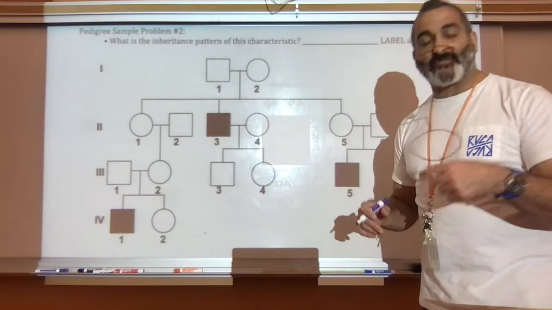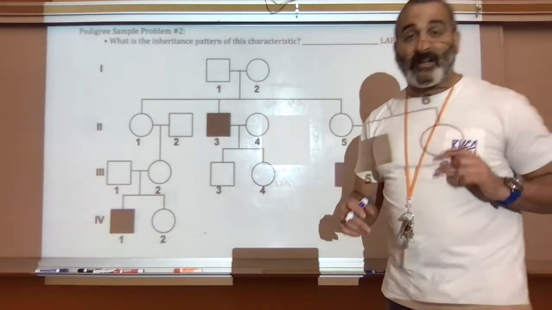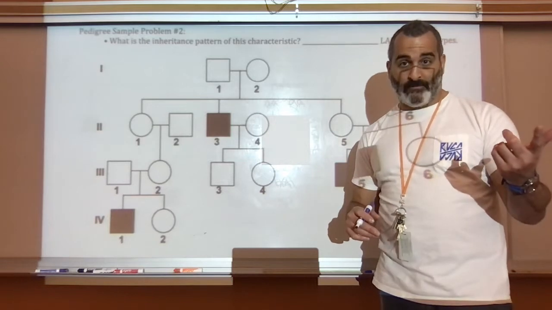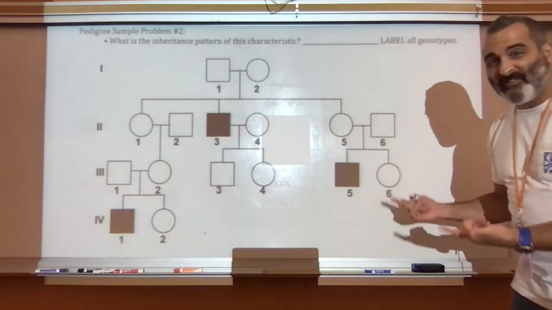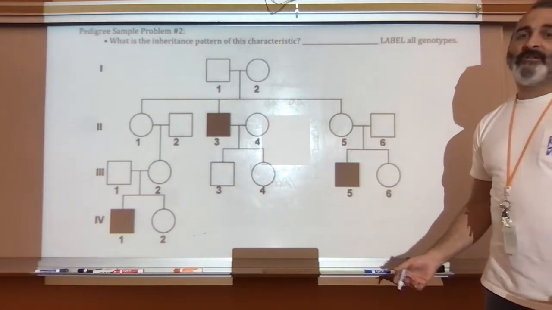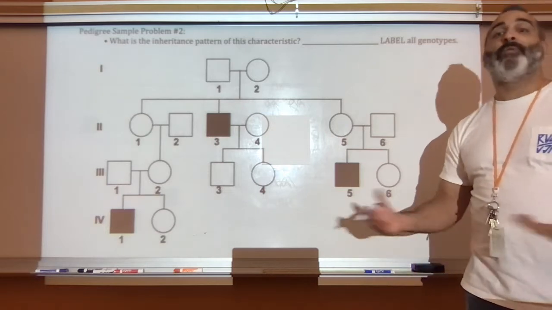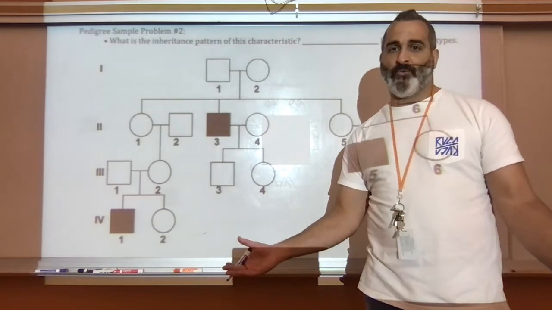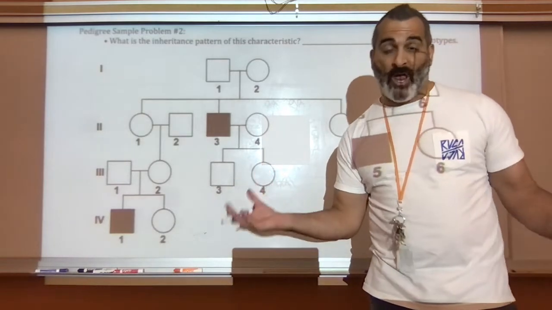Rule number 2, let's do the second rule for sex-linked. If a female has it, her dad has to have it. We don't have any females that have it, so the rule does not apply. So the second rule also doesn't apply to this one. We haven't proved it wrong yet.